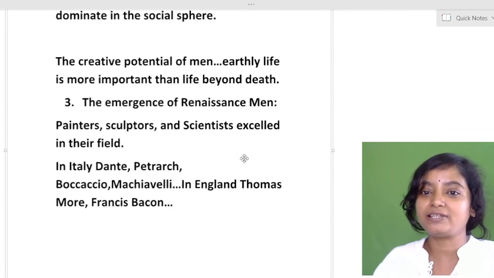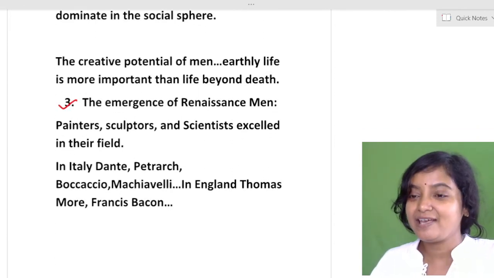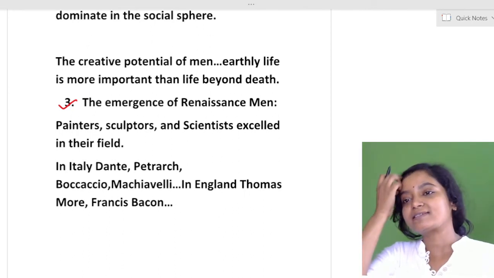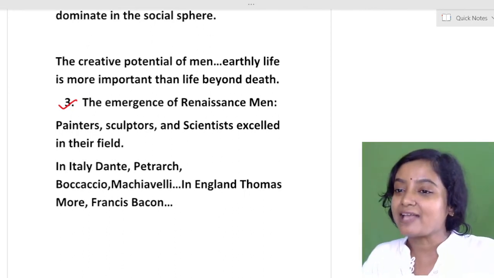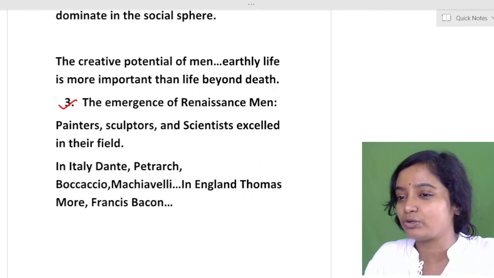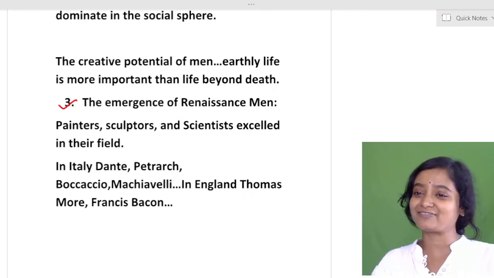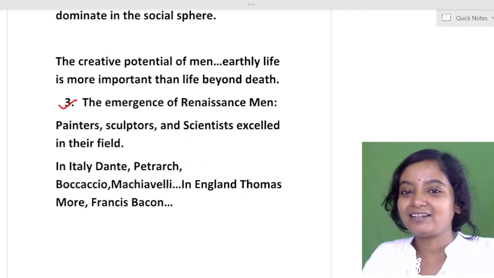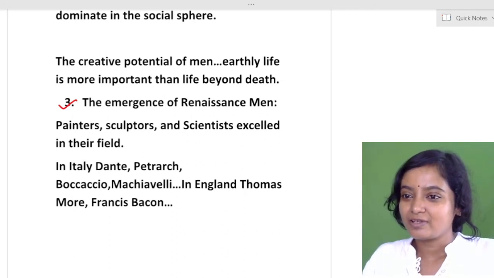Now our third point, the emergence of Renaissance men. In this time we found that Renaissance came holding the hands of various theologians, philosophers, writers, painters, sculptors, architects, and they just assured us that it is the perfect.